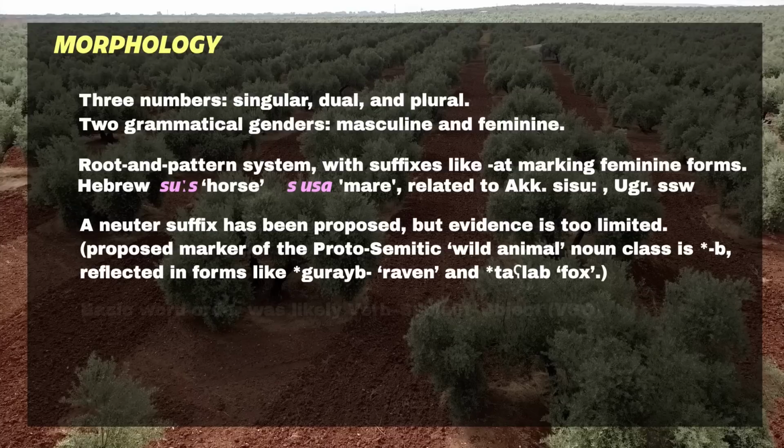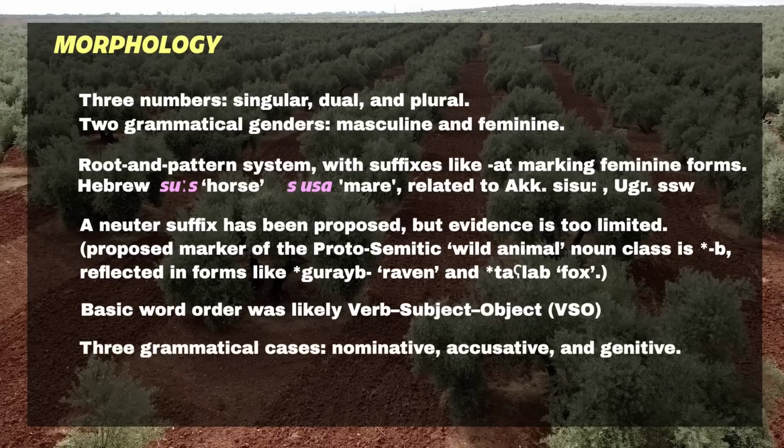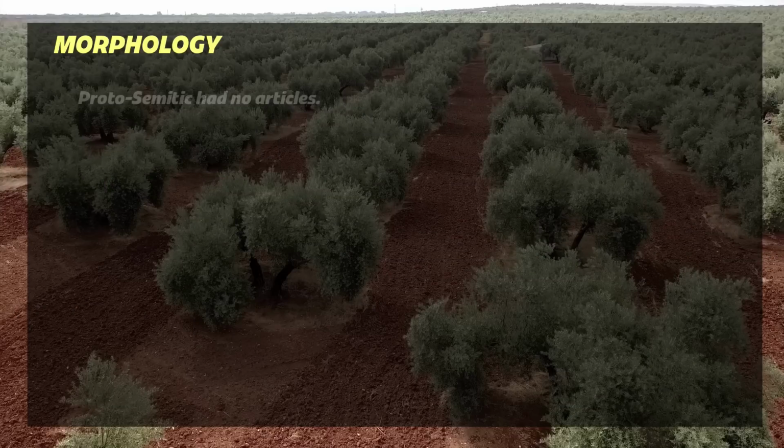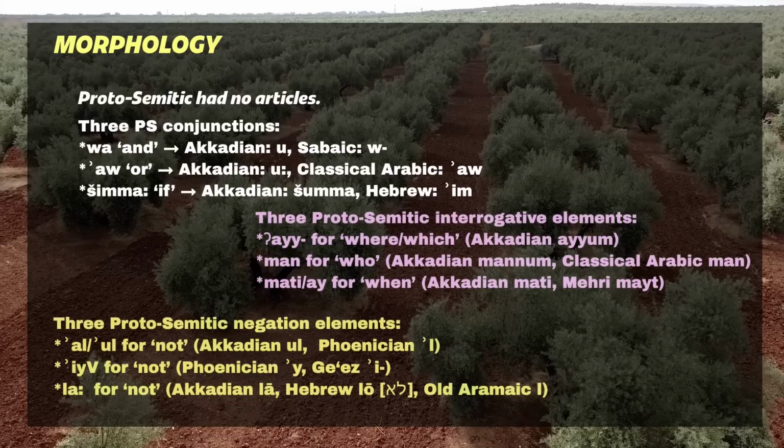Proto-Semitic's basic word order was verb, subject, object. Regarding grammatical cases, well, Proto-Semitic had a fairly straightforward system: nominative, accusative and genitive. Other cases, such as the absolutive, have been proposed, but these suggestions have been widely challenged within the scholarly community. Articles were likely absent in Proto-Semitic, but we can safely reconstruct three conjunctions. Similarly, there are three negation particles and three interrogative elements that can be reliably reconstructed.